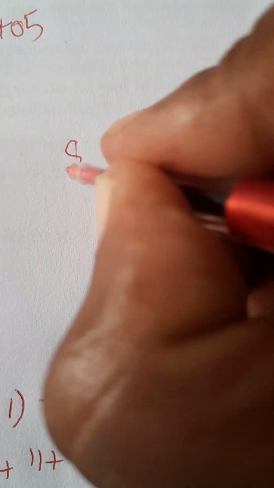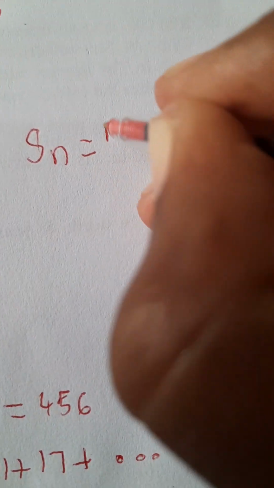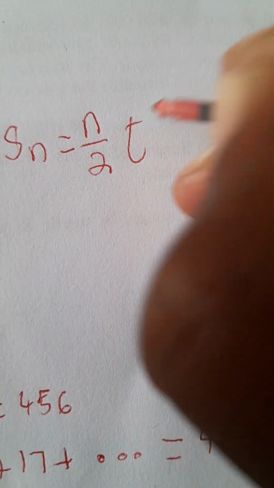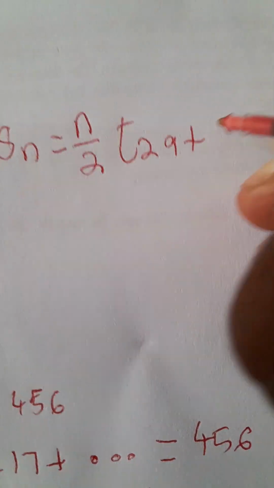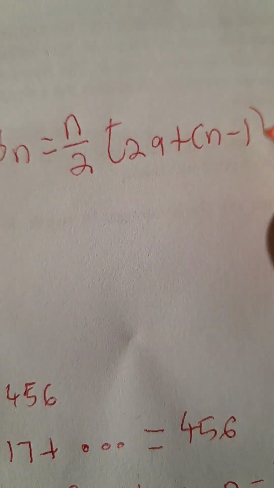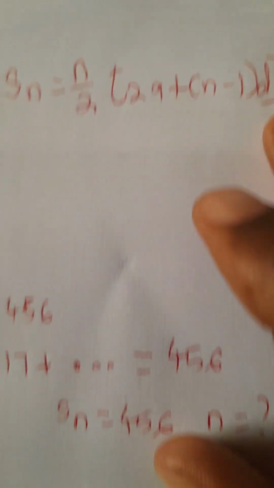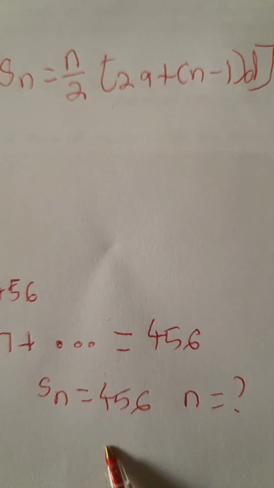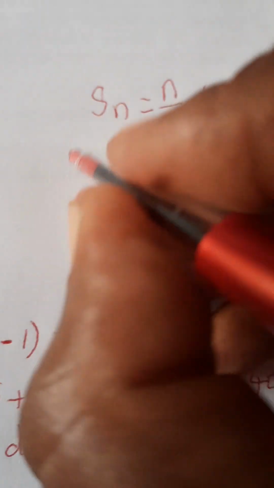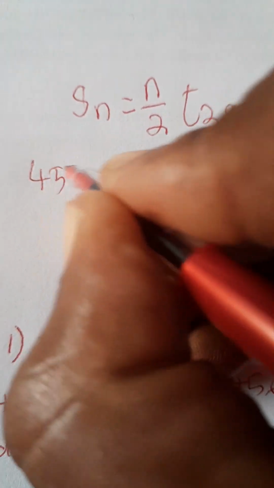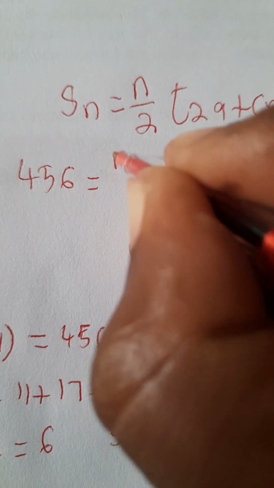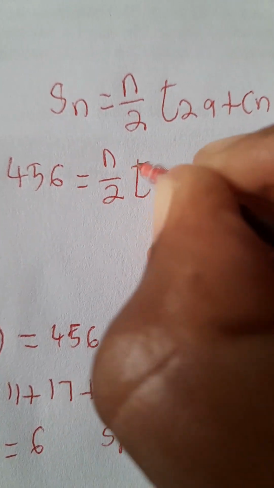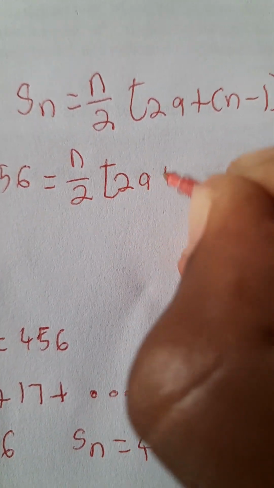Remember, we can say Sn is equal to n divided by 2, times 2a plus n minus 1 times d. The reason I use this formula is that this is an arithmetic series, right? So you have your Sn as 456, which equals n all over 2, times 2a plus (n minus 1)d.